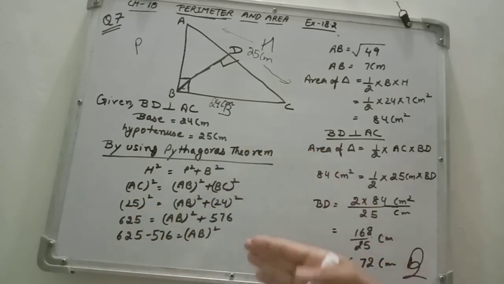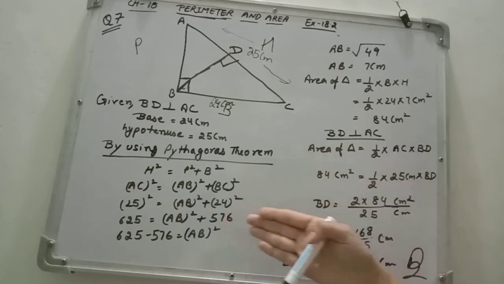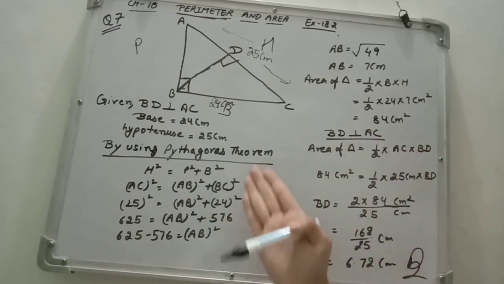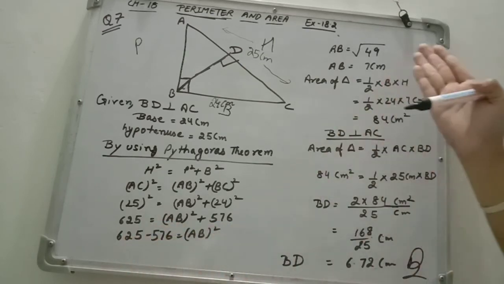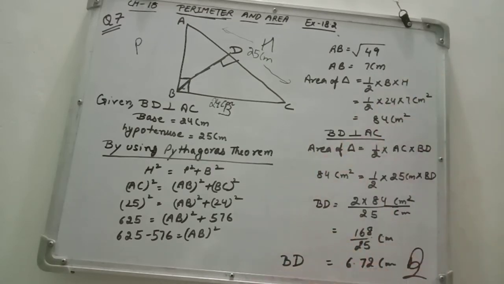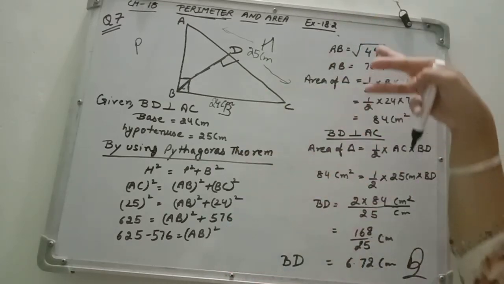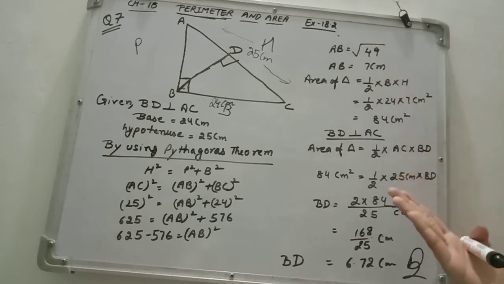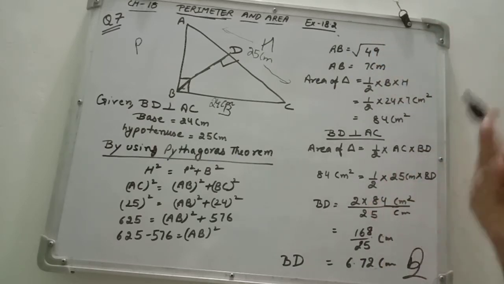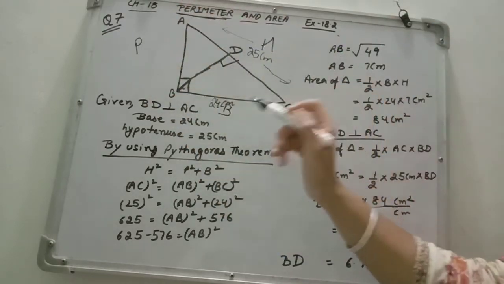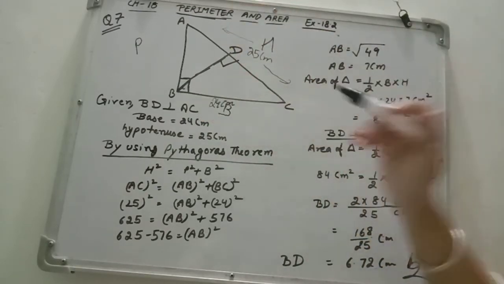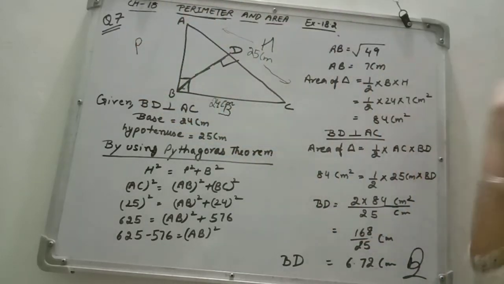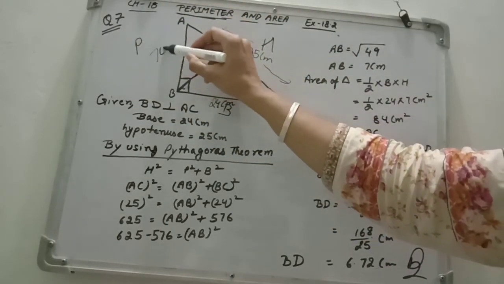AB square as it is plus 24 square, 576. Now 576 moves to the other side, it becomes minus. So 625 minus 576 we get 49. When square moves to the other side, it becomes square root. Now what is the square root of 49? 7 sevens are 49. So 7. So AB we get 7 centimeters. So in this triangle, AC is 25, BC is 24 and AB is 7 centimeter. That we found out. We are done with this one.